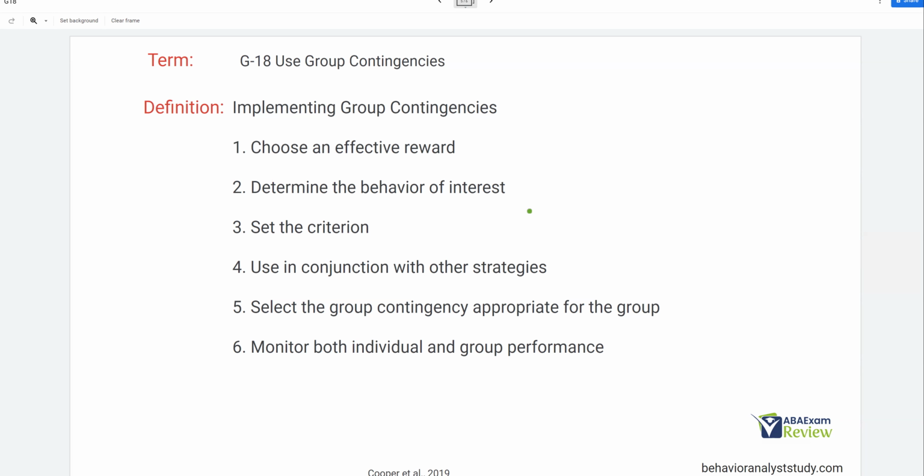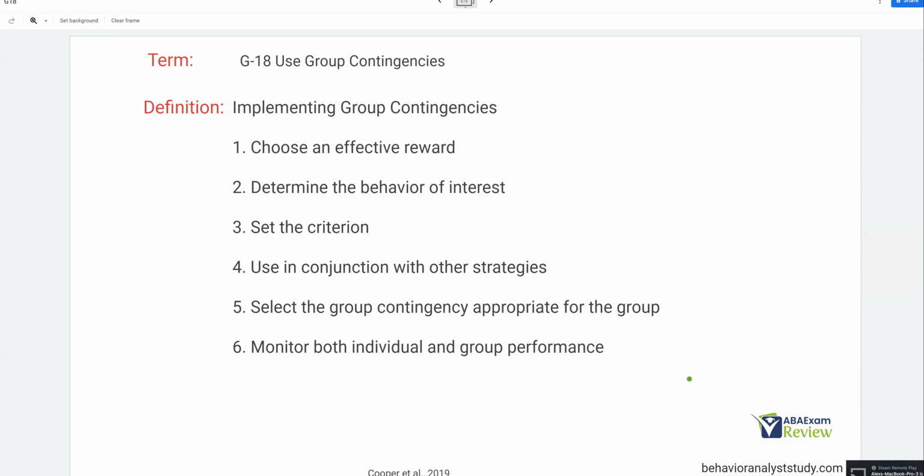We also want to determine the behavior of interest. So this is just like writing a plan for an individual, but now we're writing it for the group. We've got to set a criterion. So what are we trying to achieve? How is the group or the individual in the group going to gain that reward? We want to use it in conjunction with other strategies, just like punishment, just like extinction, and of course reinforcement. We're always combining, mixing, and matching interventions to get the best outcomes.